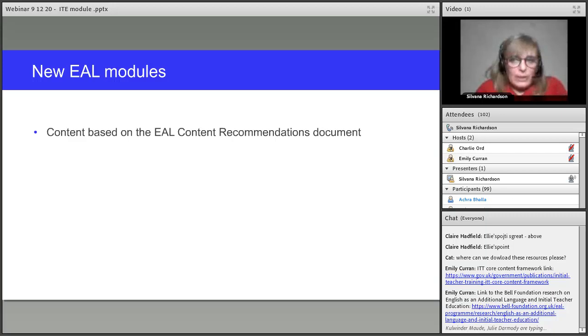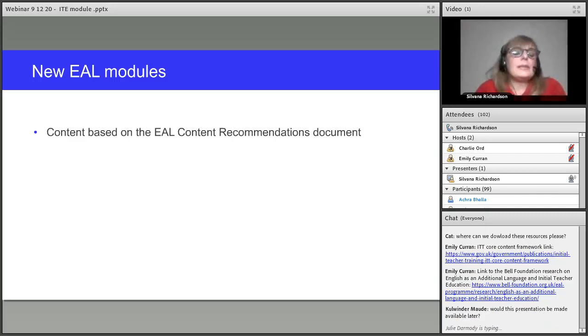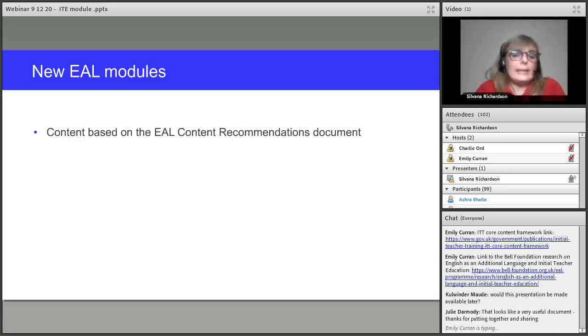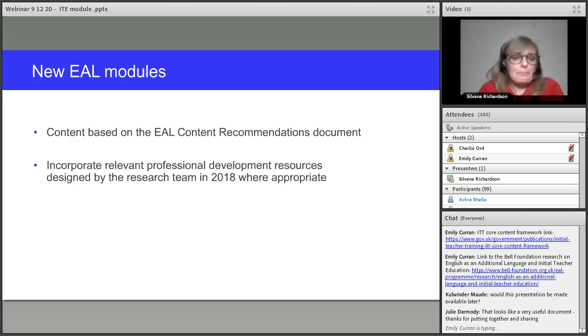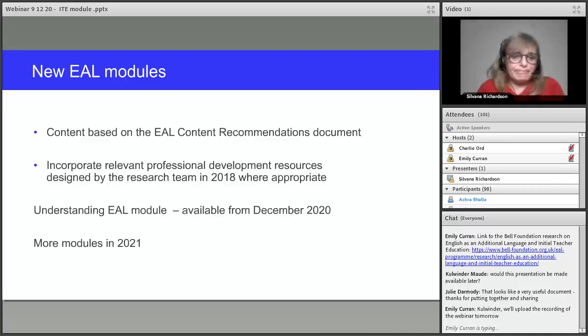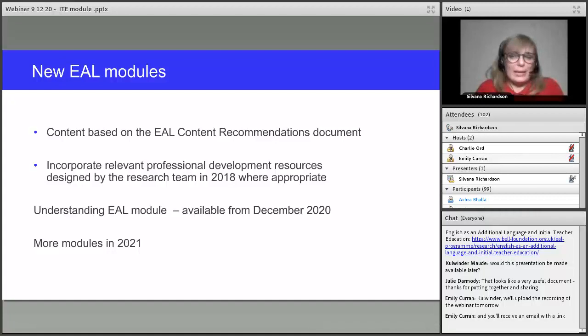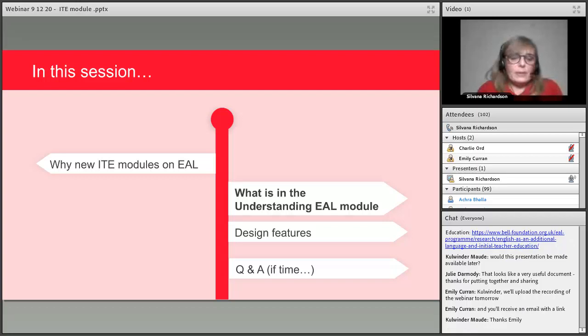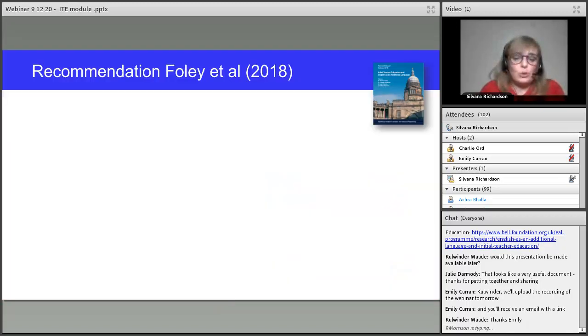So we come to the EAL modules. The first thing to say is that the content is based on the EAL content recommendations document that we launched back in May, and that they incorporate, whenever possible, relevant professional development resources that were designed originally by the research team in the 2018 study, where appropriate, as I said. We have just launched the Understanding EAL module, which became available to download for free from the Bell Foundation on the 1st of December 2020, and there are more modules to come in 2021. So let's look at the modules. What is in the Understanding EAL module?